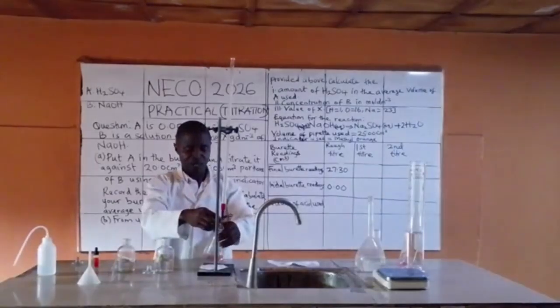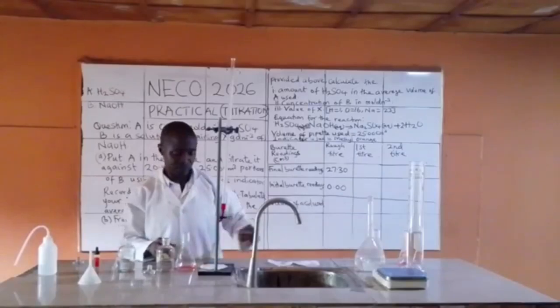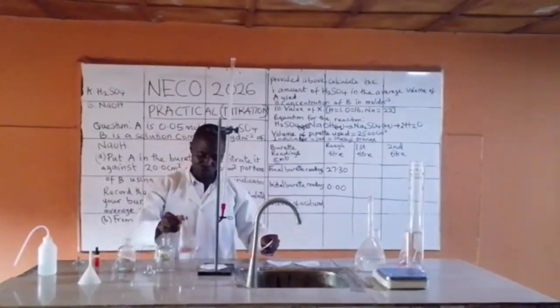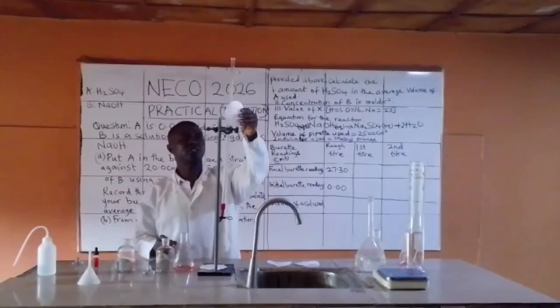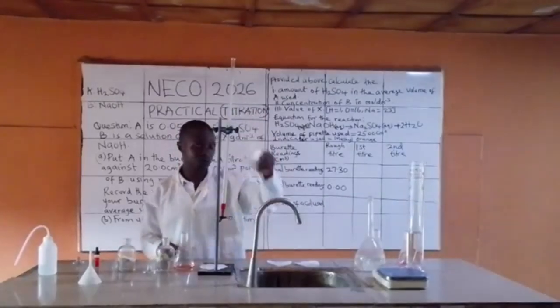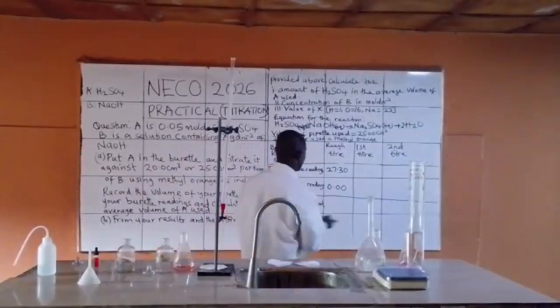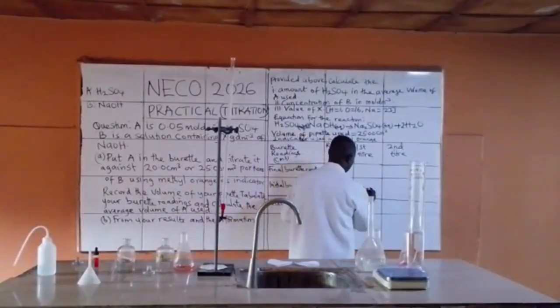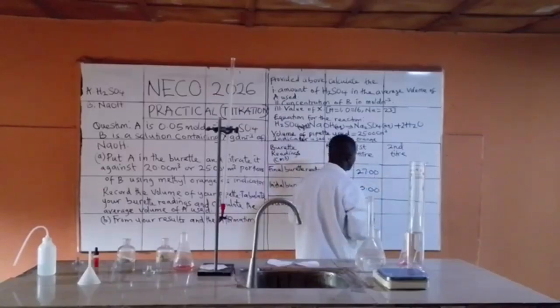So the color has changed from yellow to pink, and the volume is taken as 27.00. So here the starting point is 0.00, and then the first titer is 27.00.